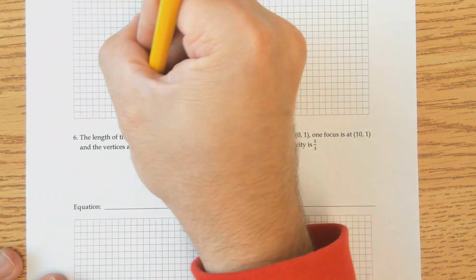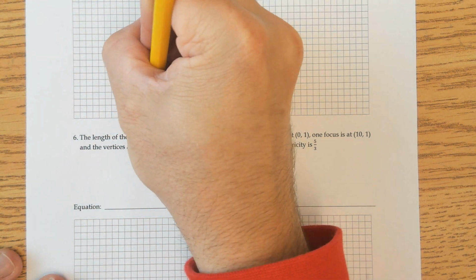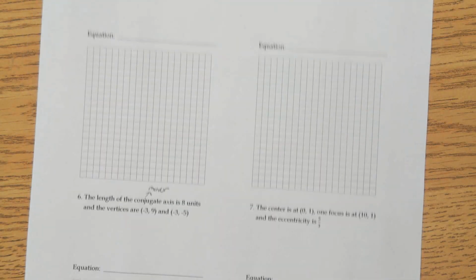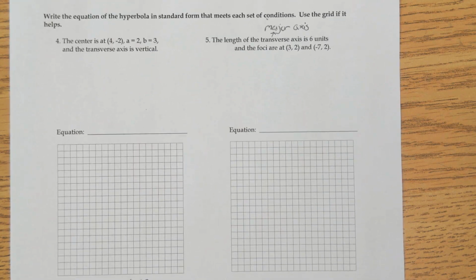Okay, and then when you see this down here, I'm sure I talked about this too. The conjugate axis is the same thing as your minor axis, just so you know for when you're doing number 6. Okay, I just want to show you guys.